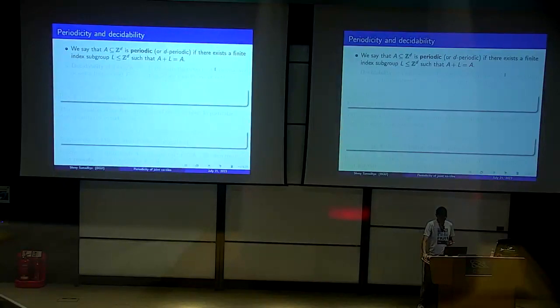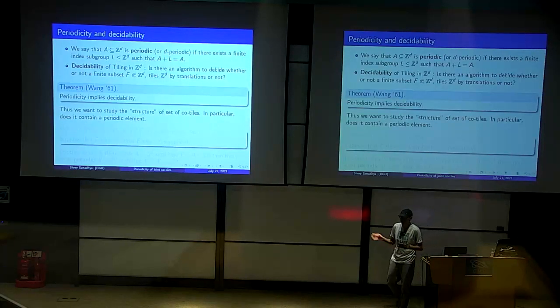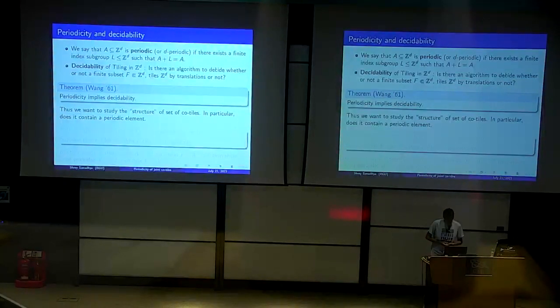So why periodicity? We have seen this again and again because it helps us with decidability. By decidability, I mean, can we find an algorithm which can decide whether or not a finite set F of Z^d can tile Z^d or not? Again, this theorem we have seen many times: periodicity implies decidability, and hence it is very important. So this tells us that we want to know the structure of the cotiles. In particular, we want to know if it contains a periodic element.